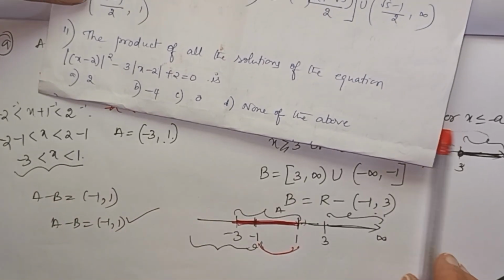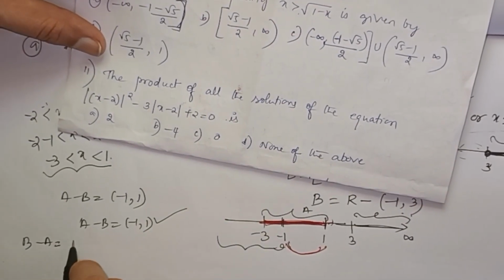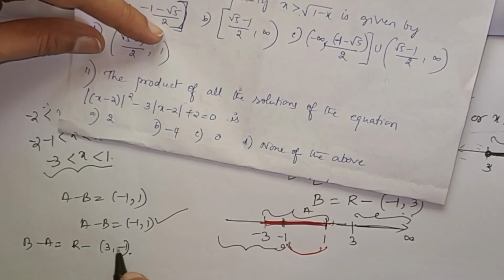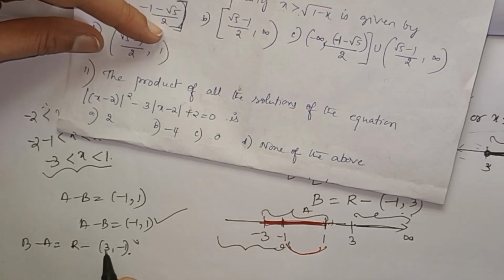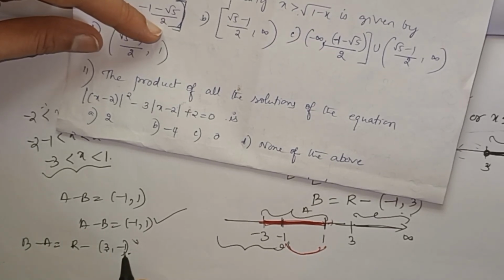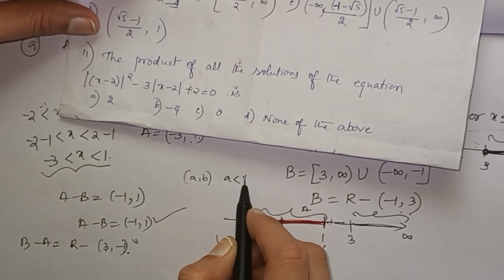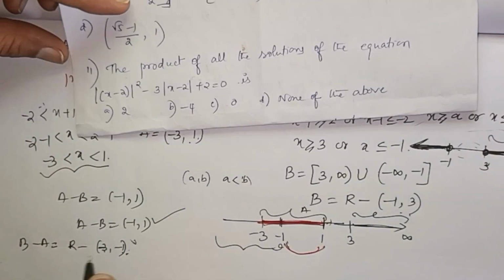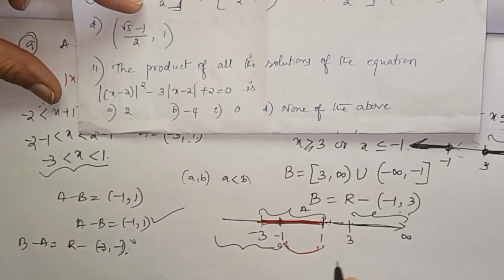Now you have to check the second option. Second option says that B minus A equals R minus 3 comma minus 1. Here itself you can conclude this is wrong, because you can't have an interval with the largest value first and the smallest value next. An interval is always written A comma B, where A is less than B. Or else you change this to minus 3. Let us see. B minus A equals R minus minus 3 comma minus 1. So let us find out B minus A.